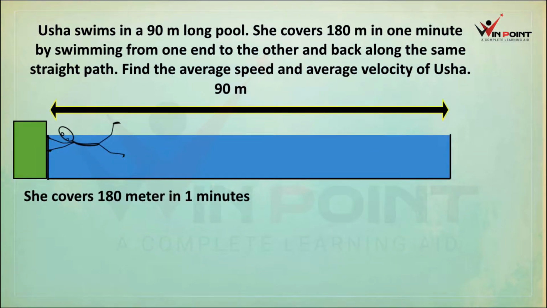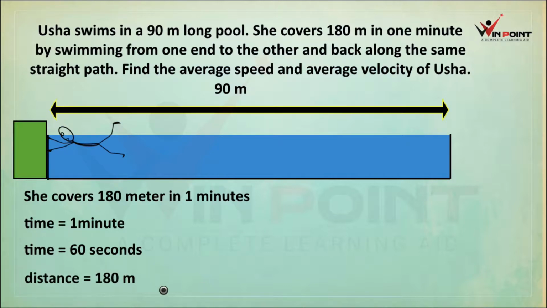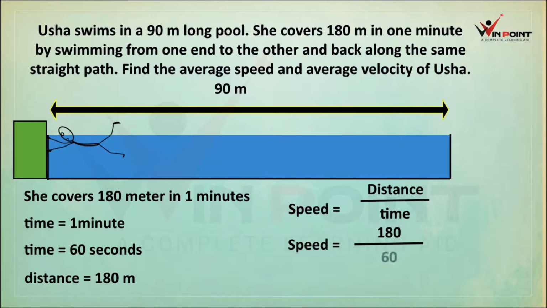How can we find speed? Time equal to 1 minute, we are converting that time into seconds, then time is equal to 60 seconds. Distance is 180 meters. What is the equation for speed? It is distance upon time. Distance is 180 and time is 60, then the answer is 3 meters per second. That is the speed of Usha.